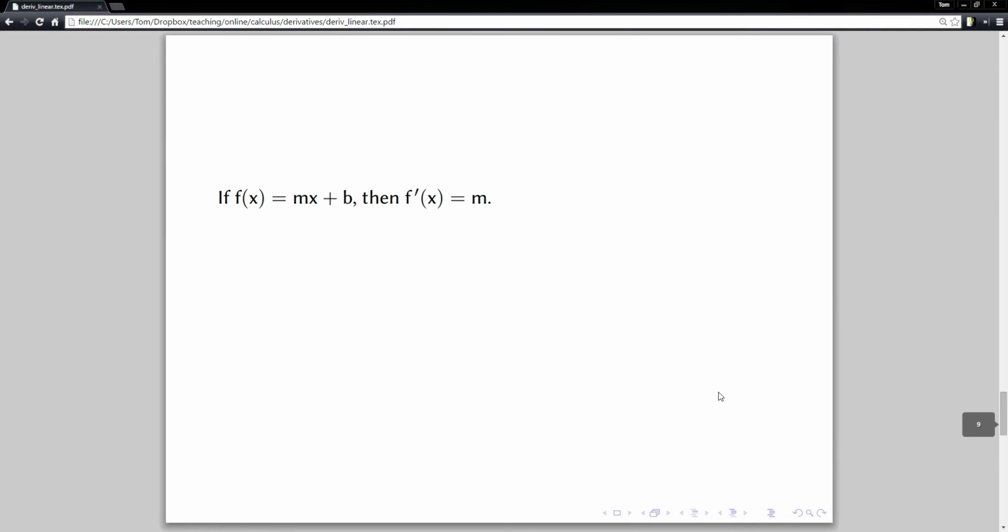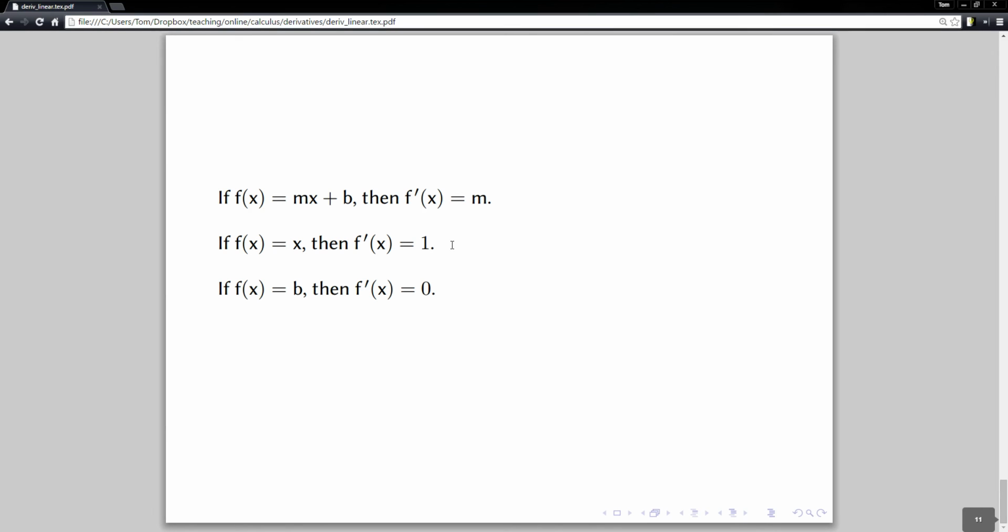Recapping here: if I have a linear function, f of x equals mx plus b, then the derivative is just the slope, m. There are two particular situations that I want to apply that to. First is the function f of x equals x. This is a linear function where the slope is 1 and the y-intercept is 0. Applying this result, the derivative would be the slope of this line, which has slope 1. So the derivative of the function f of x equals x is just 1.